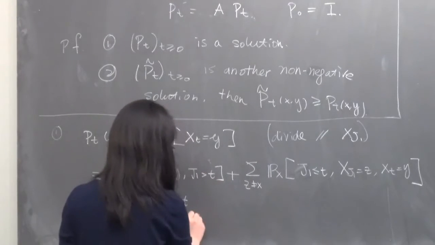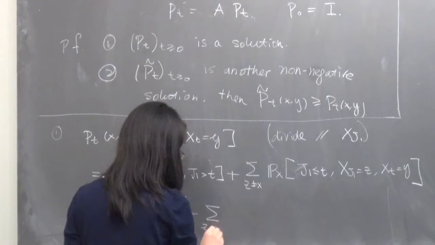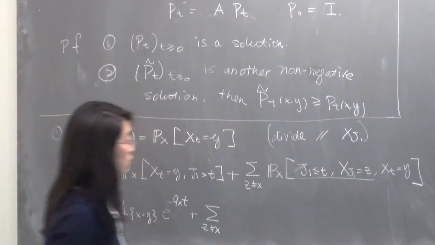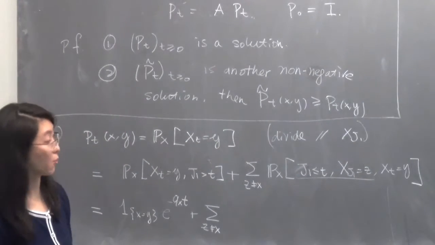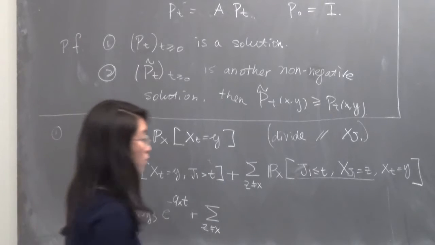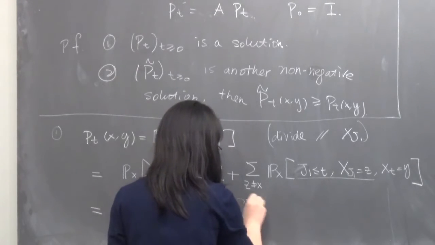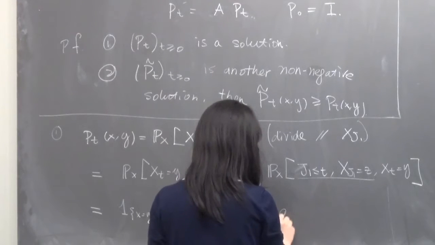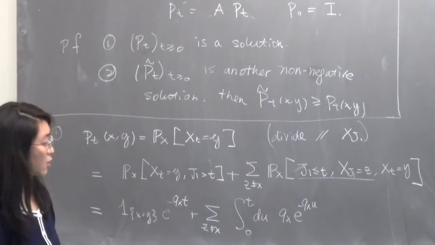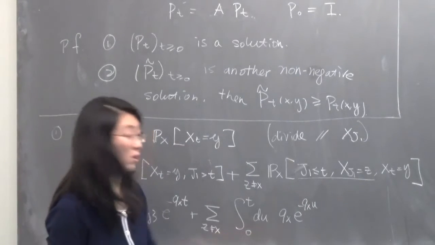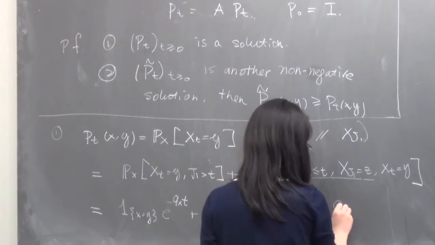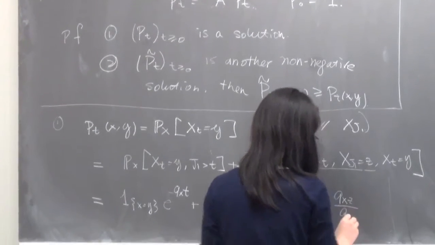And then for the second part, we know the joint law of j1 and xj1. So we already derived the joint law. And now we just write out the probability with respect to the joint law. So the density for j1 is exponential with parameter qx. So this is the density for j1. And the jumping probability for xj1 is qxz over qx.